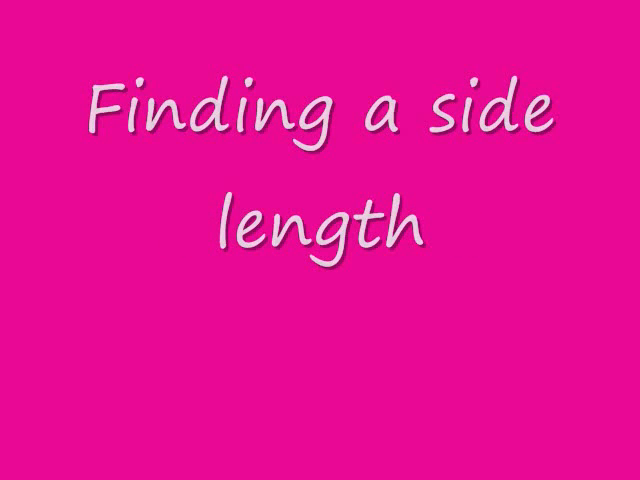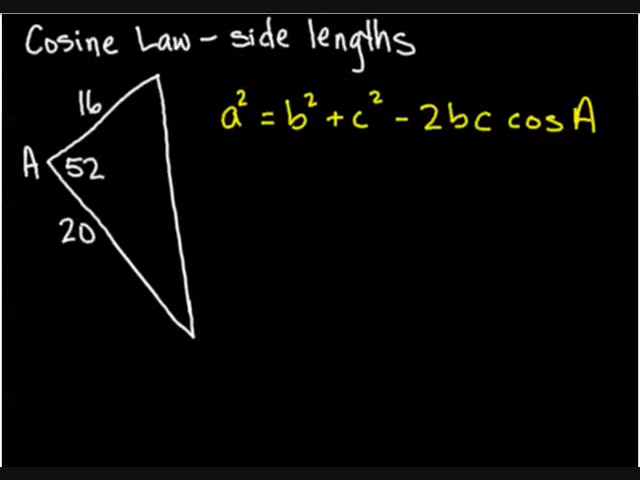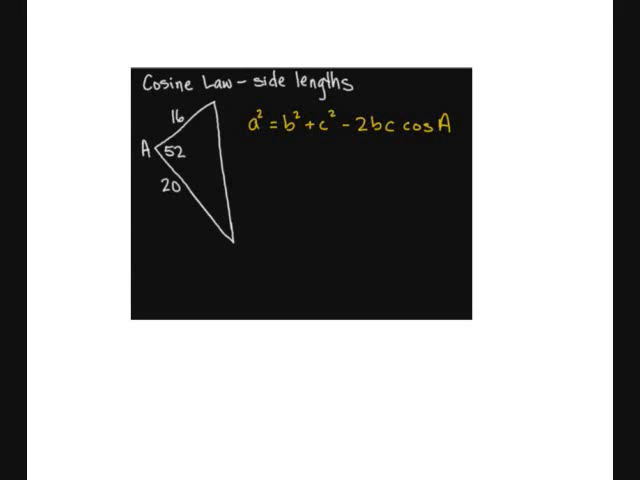Okay, let's look at our first example. This time we're going to look for a side length. So here's the question we're going to look at. Okay, I've got the cosine law there, but if you notice, first of all, I know this side length, I know the next side length, and I also know the included angle, which is that angle A, 52.